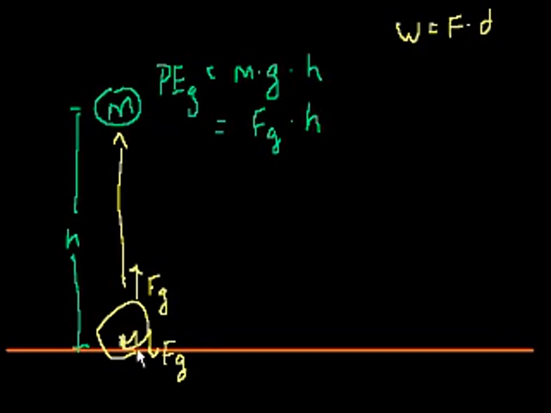So what's the work necessary to get this mass up here? Well, the work is equal to the force of gravity times height. So it's equal to the gravitational potential energy.